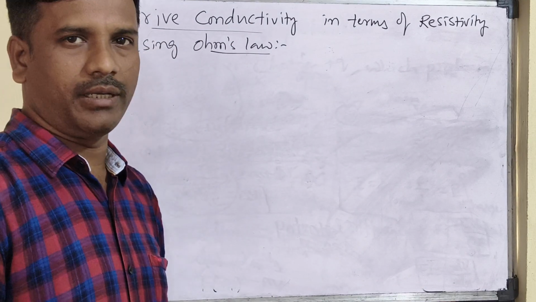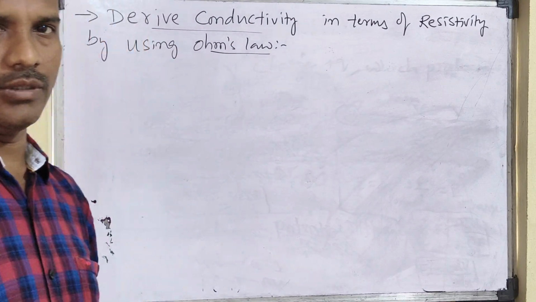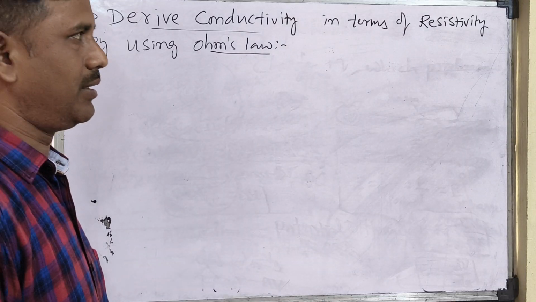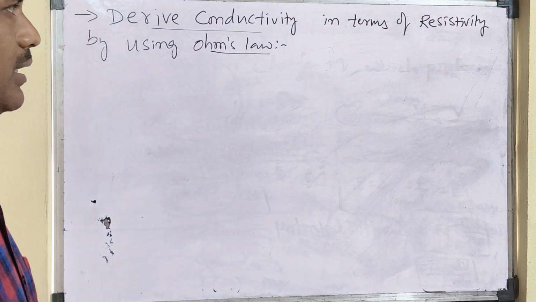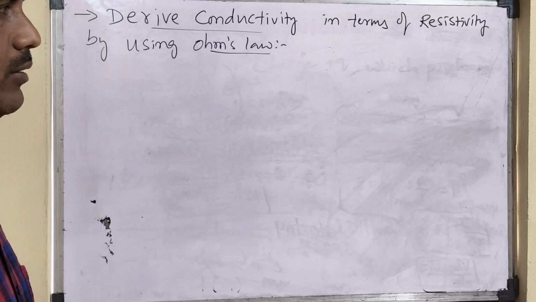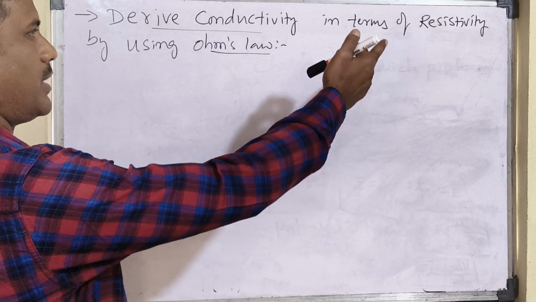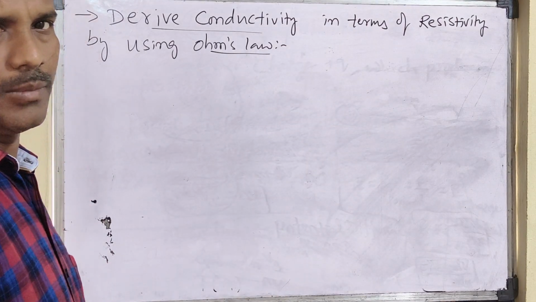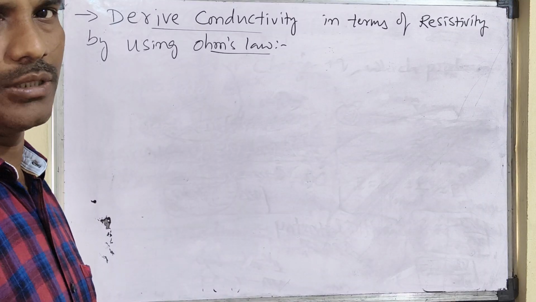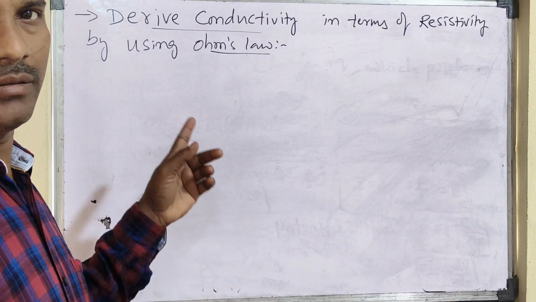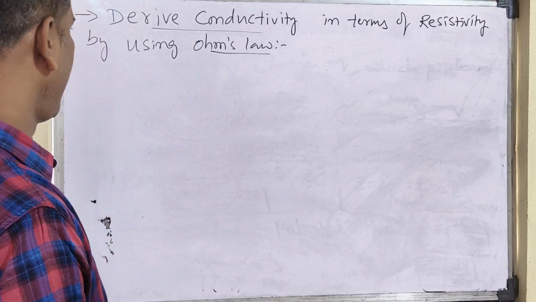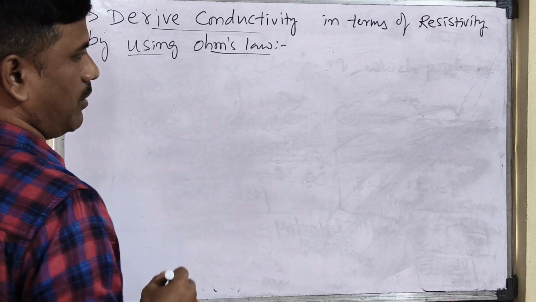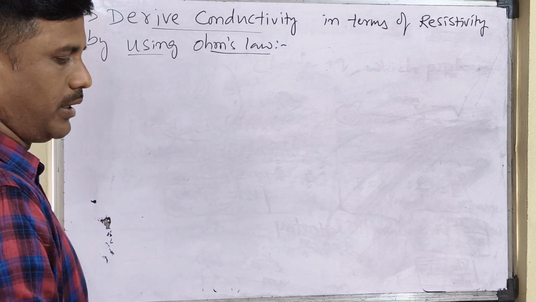Derive conductivity. Conductivity, we already know, is the ability to conduct electricity through a material. That is a conductor. So that is the conductivity we want to derive, in terms of resistivity. Resistivity means what? It is the opposition to the flow of electric charges. Now here we use Ohm's law: V equal to IR.